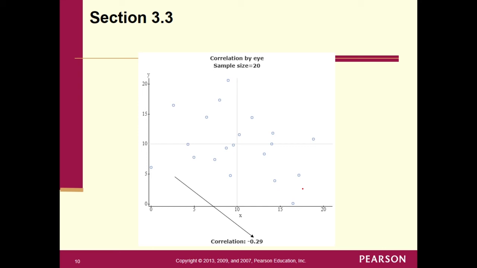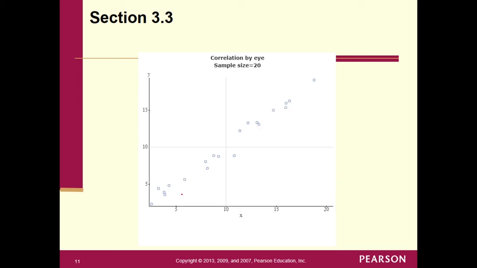Okay. How about this one? We have a positive relationship. Seems to be awfully strong, right? So this is going to be pretty close to 1, isn't it? Yeah, this is a correlation of 0.99. So just to sort of help us match up the histograms with the correlation coefficient.